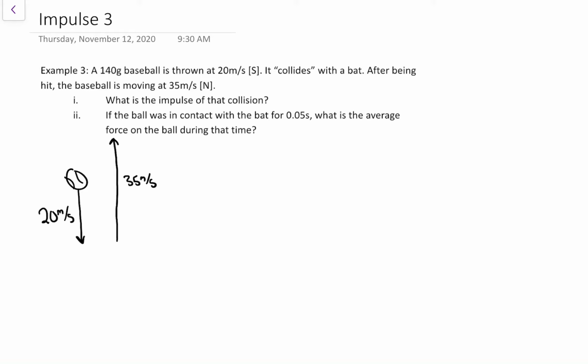When we do the math, I'm going to call the 20 the negative vector and the 35 the positive vector. Often I like to call the bigger one positive. It doesn't matter which way you go, we'll agree on an answer when we get to the end.